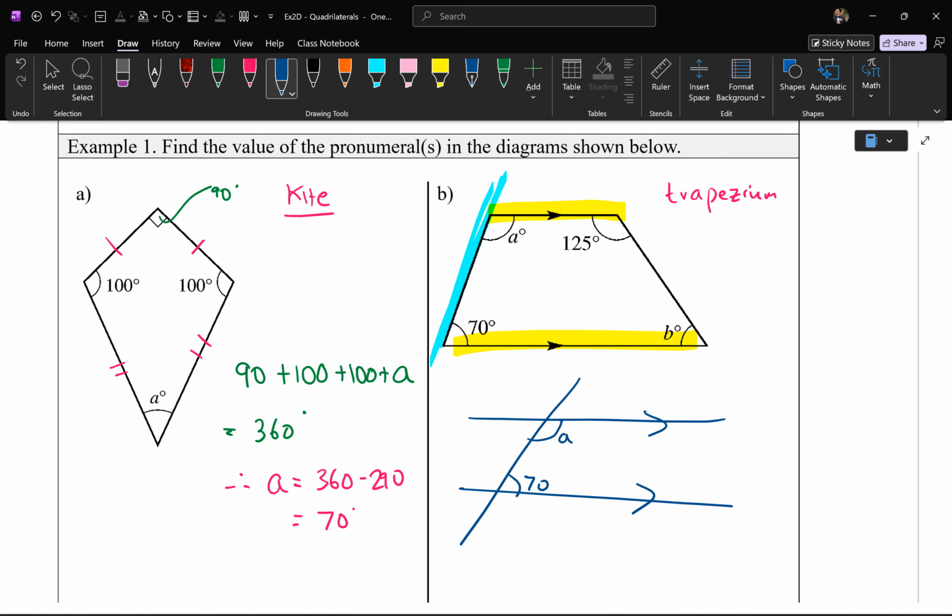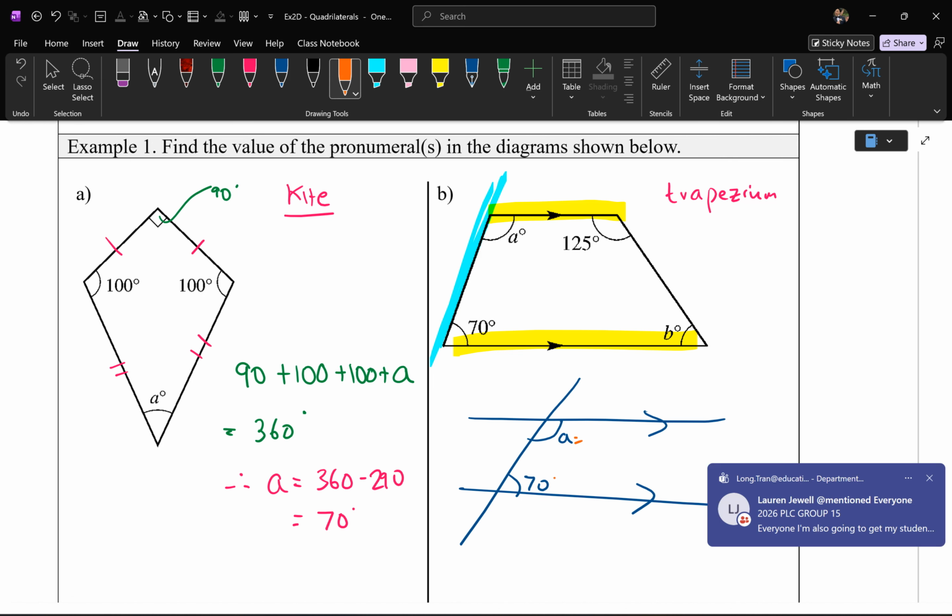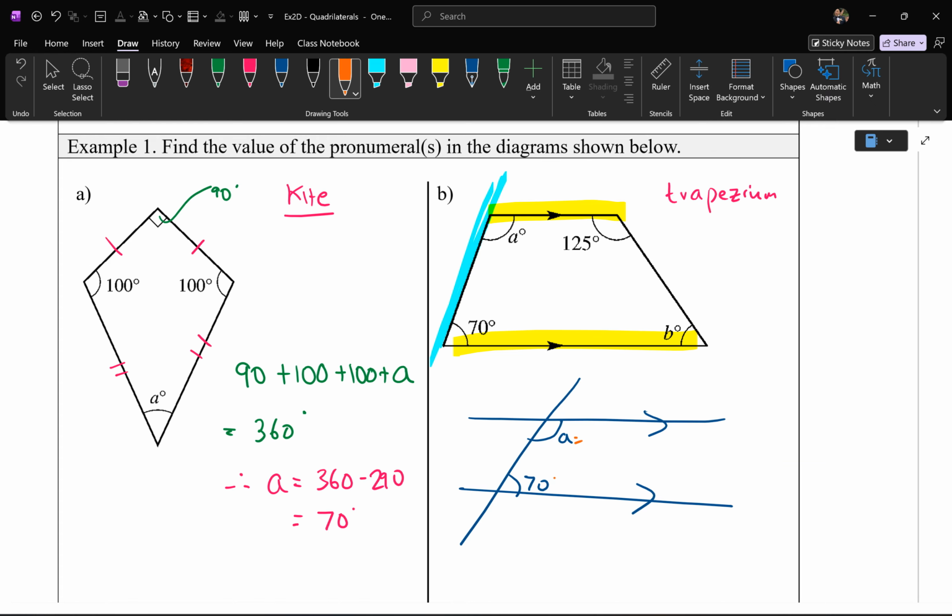What are these two called again? A and 70 is considered co-interior. But if they're co-interior, they must add up to 180. Beautiful. So, if this is 70, A must be? What's A, if it's co-interior? 110, because it has to add up to 180. So, 180 minus 70 gives you 110 degrees. So if you understood your parallel properties, you could immediately answer A and say 70 and A is co-interior. So A has to be 110 degrees.